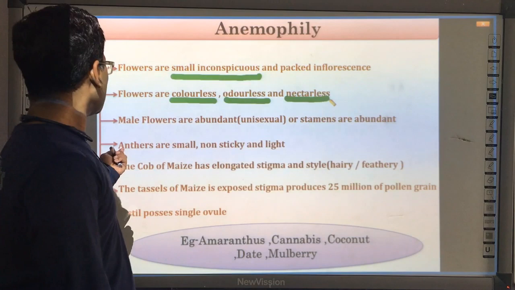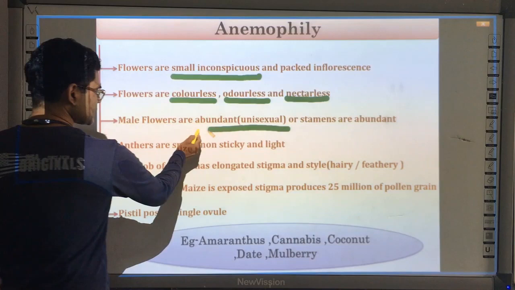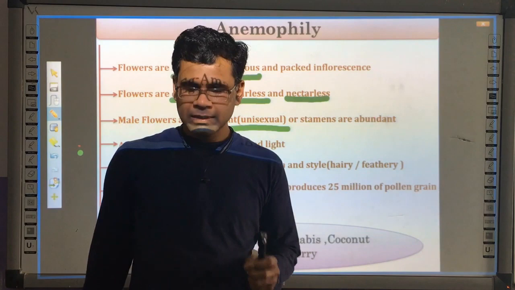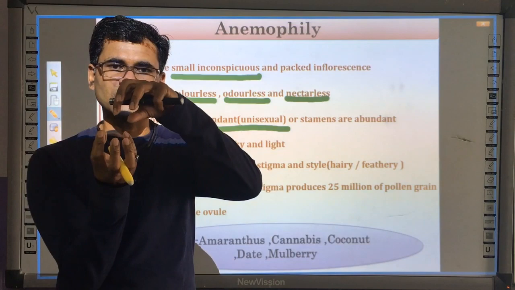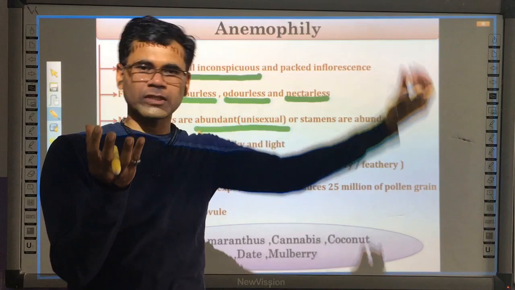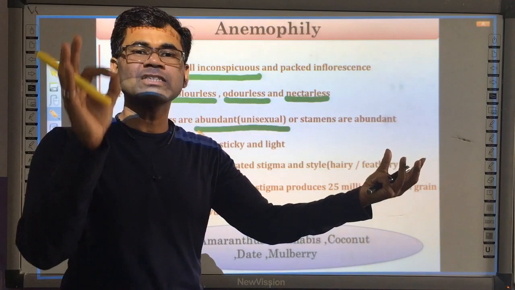Male flowers are abundant. This is again a very, very important point. See what happens in an anemophilous flower. There is a male flower, and the wind is acting as the agency. So wind has to take pollen grain from anther to stigma. This process is a very, very uncertain process.